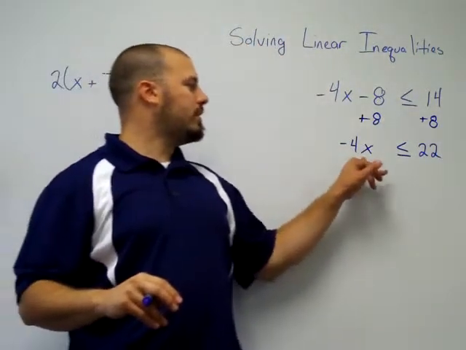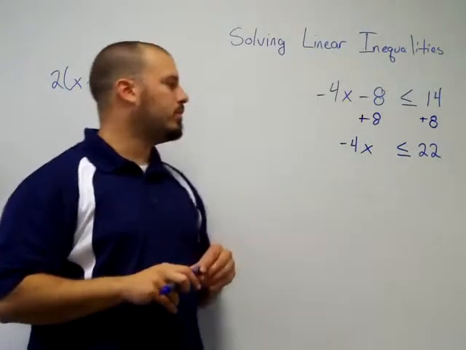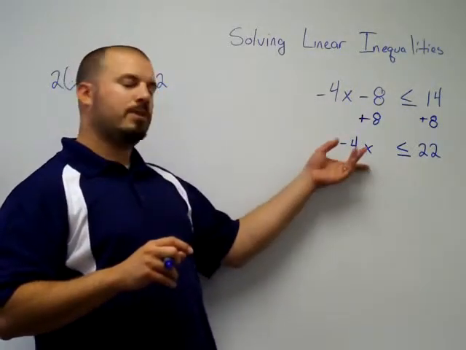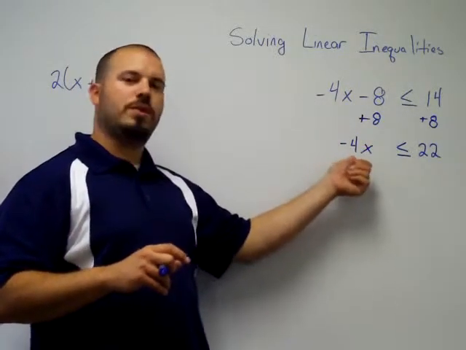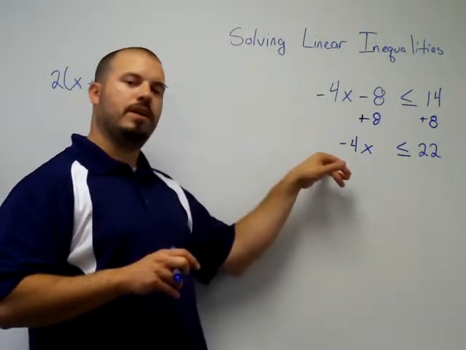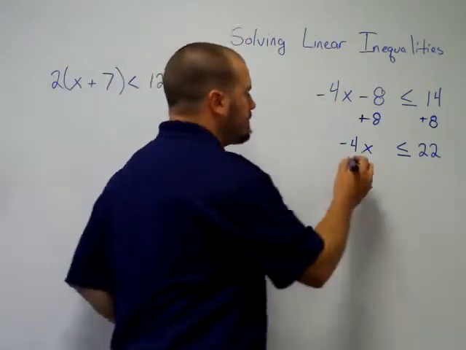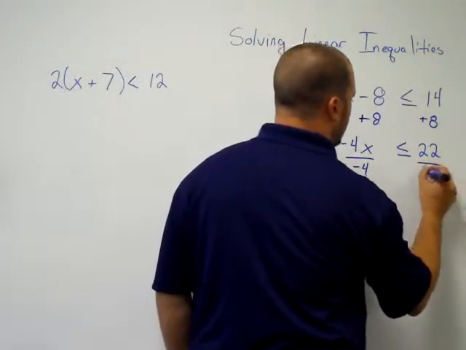Alright, so now we've got negative 4 times x is less than or equal to 22. And if I want to get x by itself, I have to get rid of this 4 somehow, and the way I'll do that is by dividing by negative 4 on both sides.